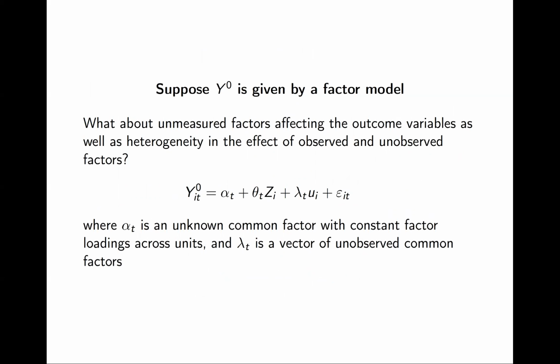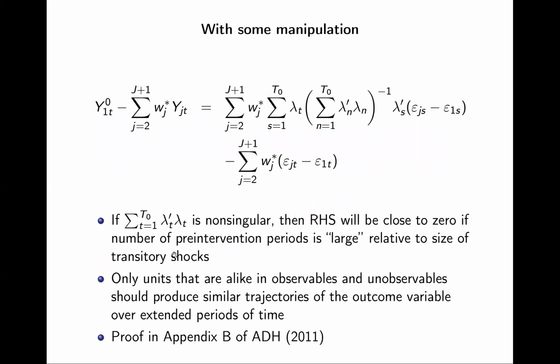So we've got this Y0. It has to do with a factor model. Factor models are similar to these panel regressions. You've got heterogeneity modeled that's changing over time right here, this modeled heterogeneity. And you've got what they call common factors, factor loading. So you've got alpha T, an unknown common factor with constant factor loading across units. Lambda T is a vector of unobserved common factors. Okay, so that's our equation.